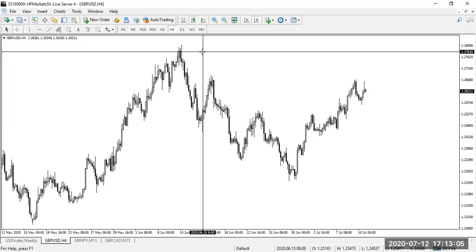Okay, see how you can use the sessions to your advantage. So if structure is not clear, during London you can say, let me wait for New York. Let me wait until New York. I'll know what the market is doing and take a good trade. Okay, so look at this.